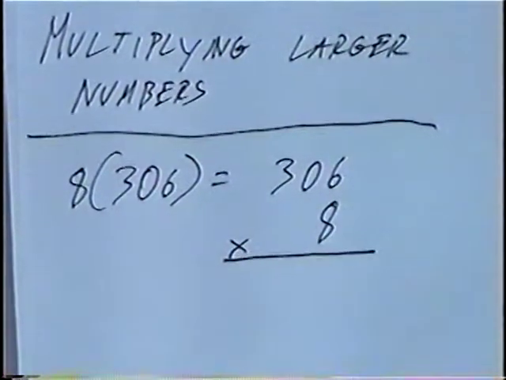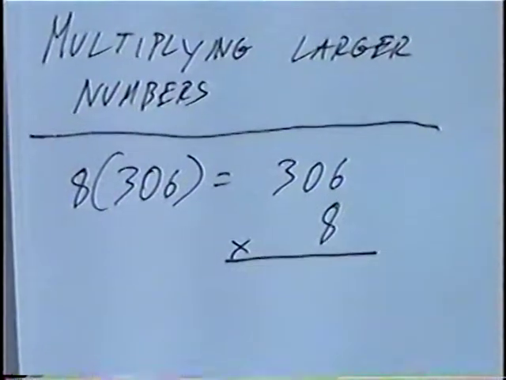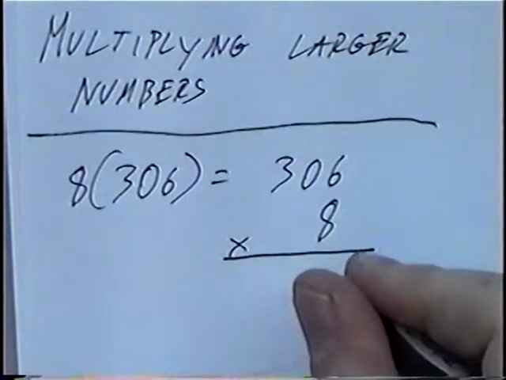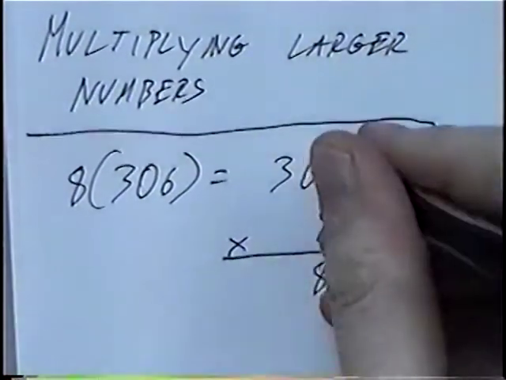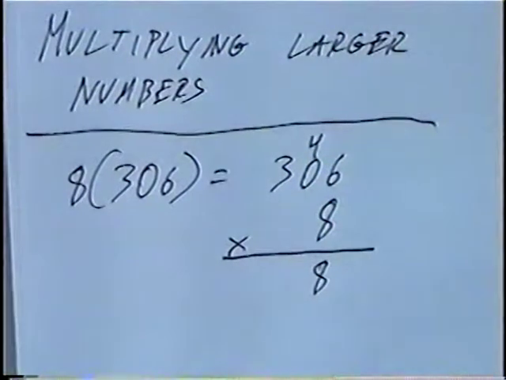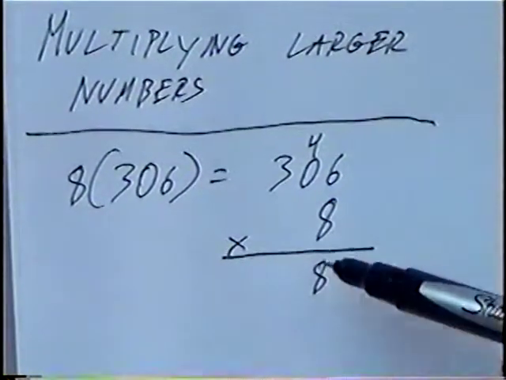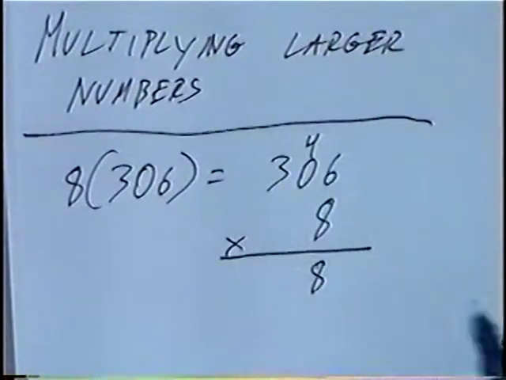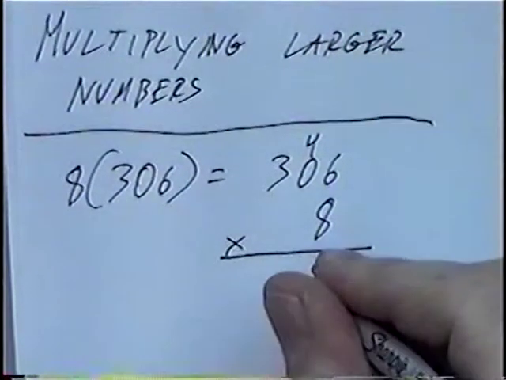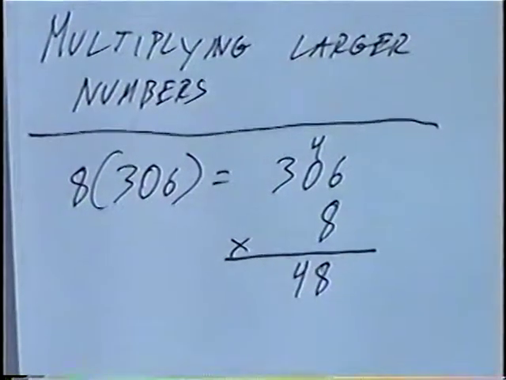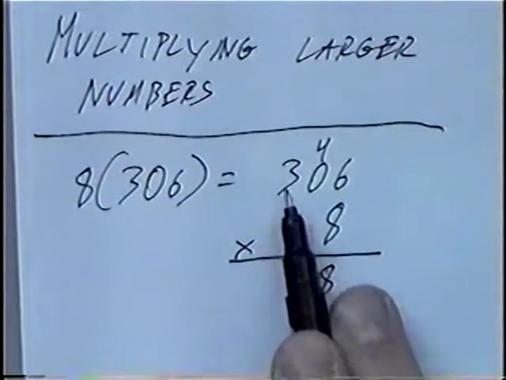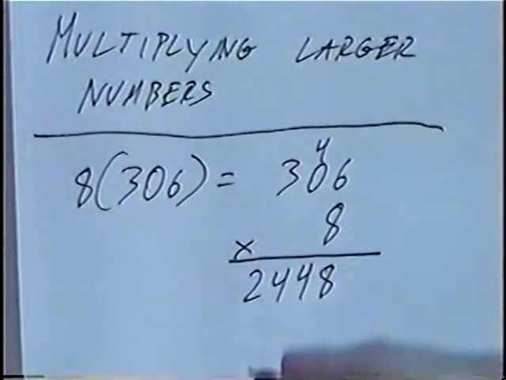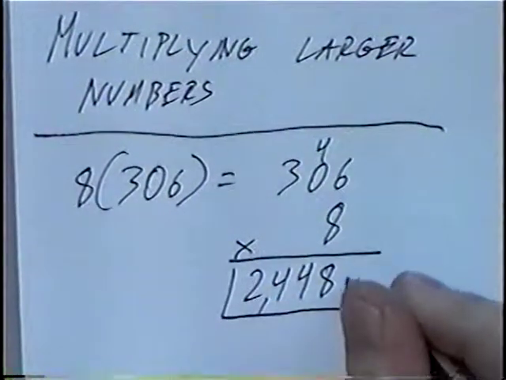To multiply these numbers, we'll multiply 8 times each of the digits. 8 times 6 would be 48. The 8 goes underneath, and the 4 goes above the next number, 0. Then we'll multiply 8 times 0, which would be 0, and the number on top we'll add to that, which would be 0 plus 4, so the next number would be 4. And the last number, 8 times 3, would be 24, so our final answer would be 2,448.